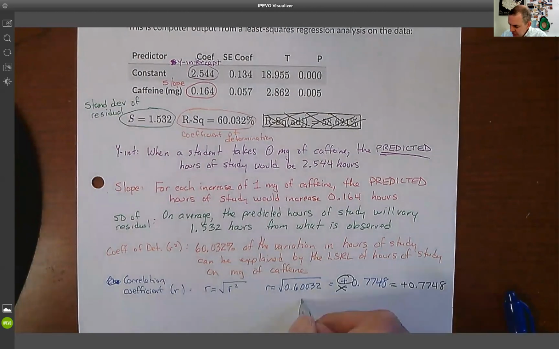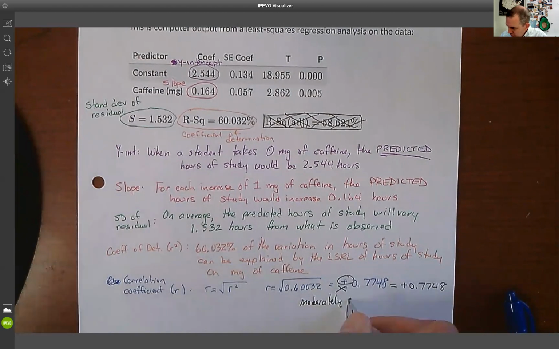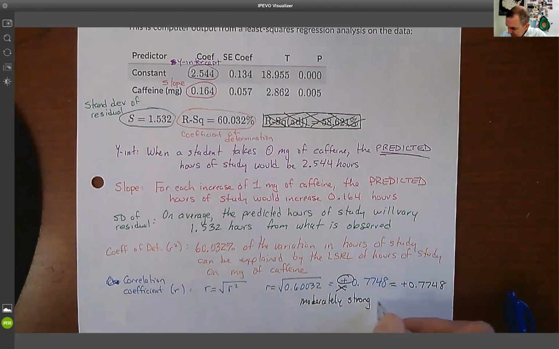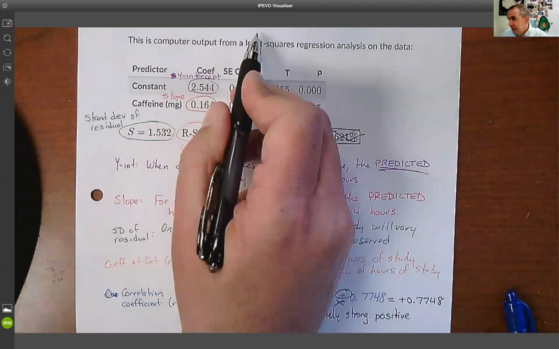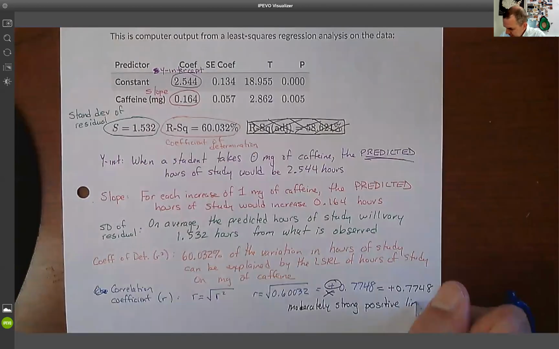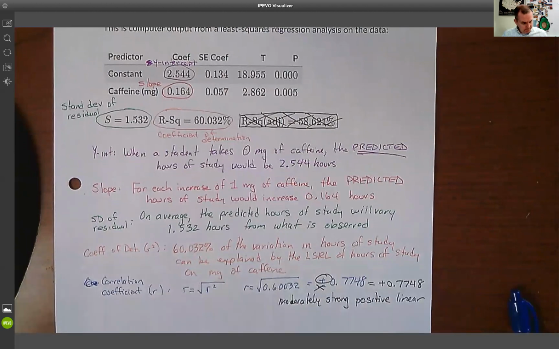And in our interpretation of that, this is a moderately strong positive, and because it says linear up here, I can say a linear relationship. So that's what we talked about before.